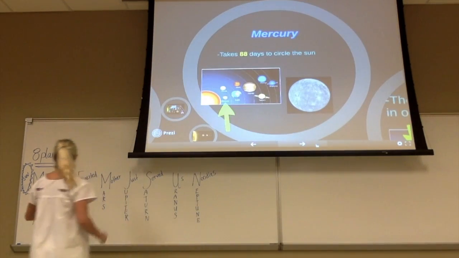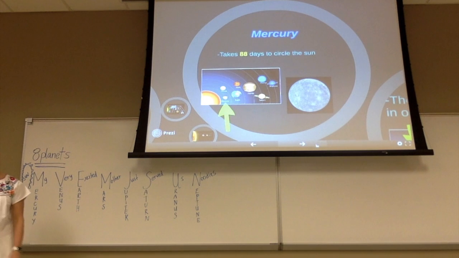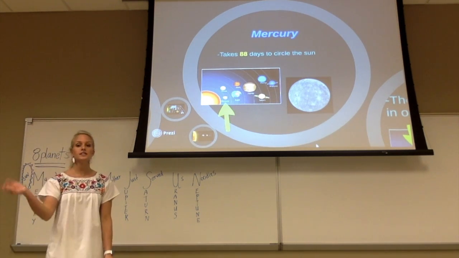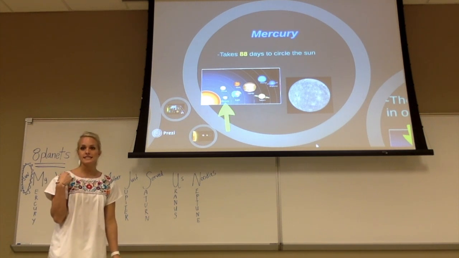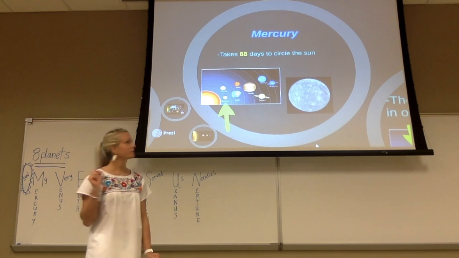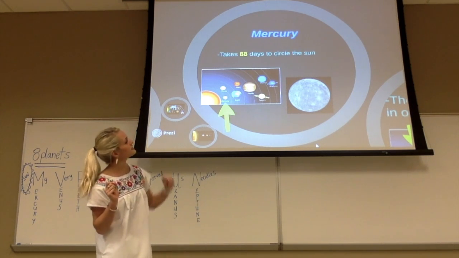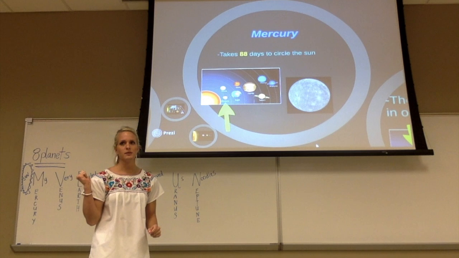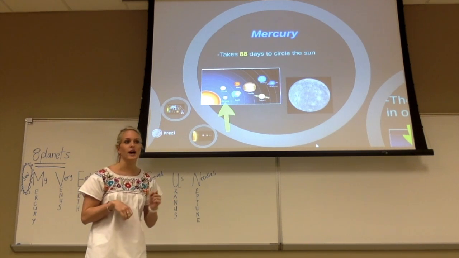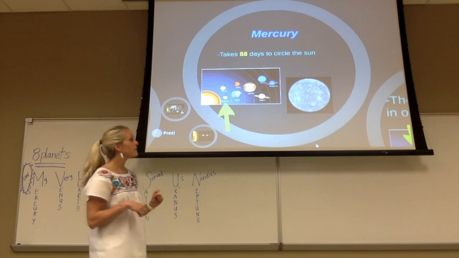Okay, so which one are we going to start with? Which one comes first? Mercury takes 88 days to circle the sun. How many days does it take? 88. Go ahead and write that down, please. Remember circling the sun. What is that called? We just learned it. You remember? Orbiting. So it takes 88 days to do what? Orbit the sun.